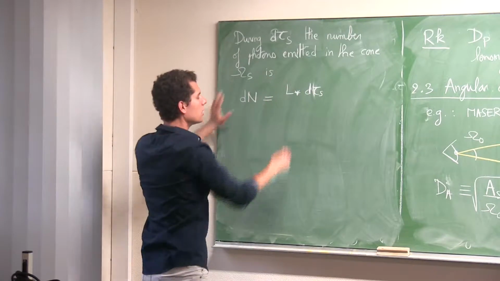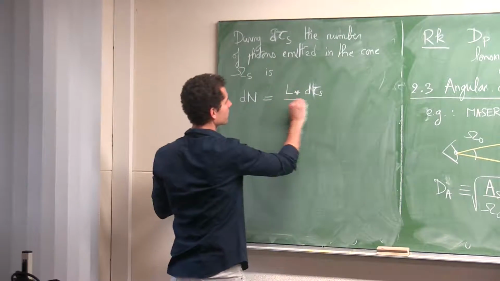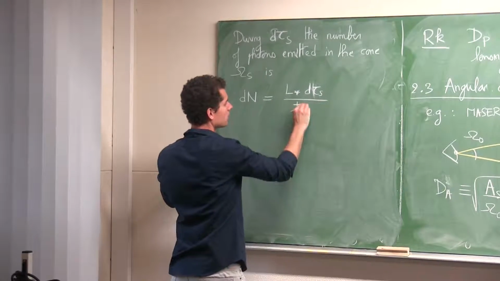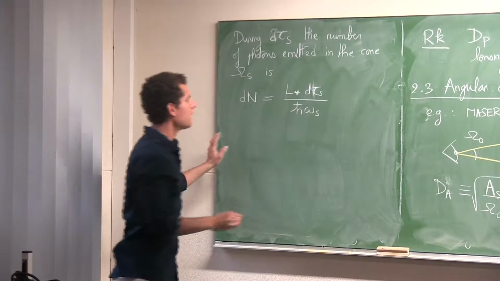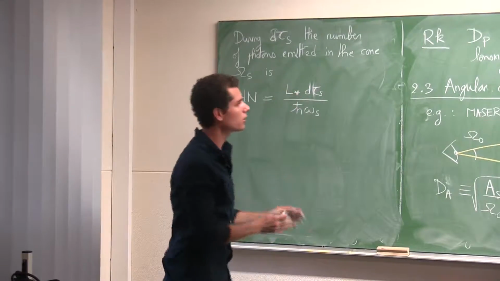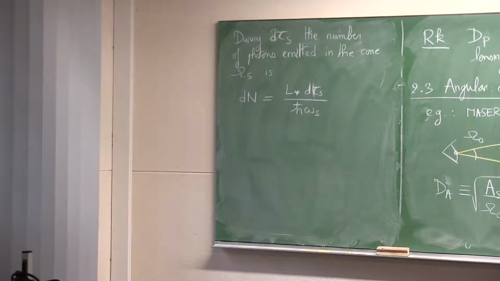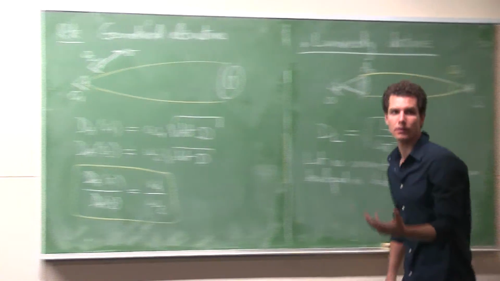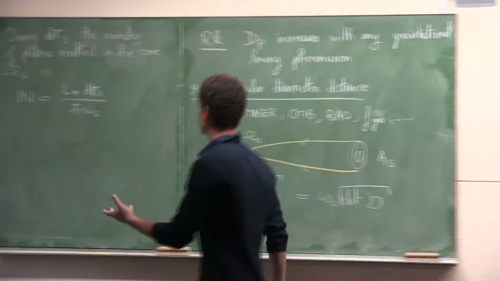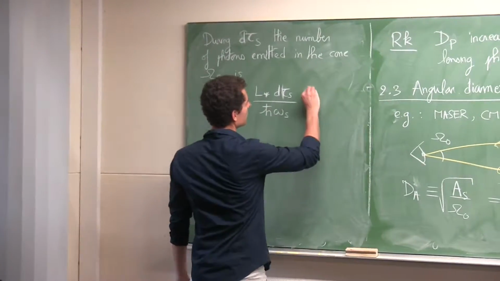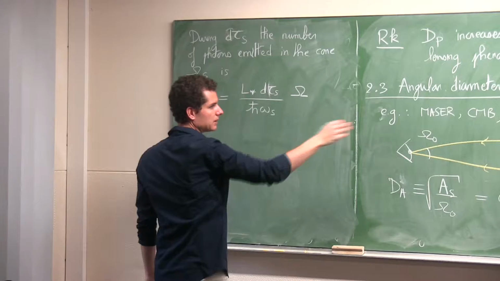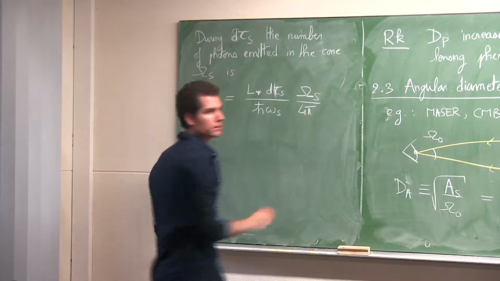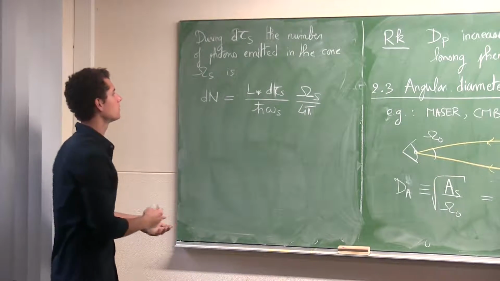So this is the energy emitted. I divide it by the energy of the photons to get a number of photons. And I multiply it by a correction which corresponds to just the portion of the photons that are emitted in this cone. I suppose that the source is emitting isotropically, so that the fraction of photons that are actually emitted in this cone is just omega s over 4 pi. So far so good.